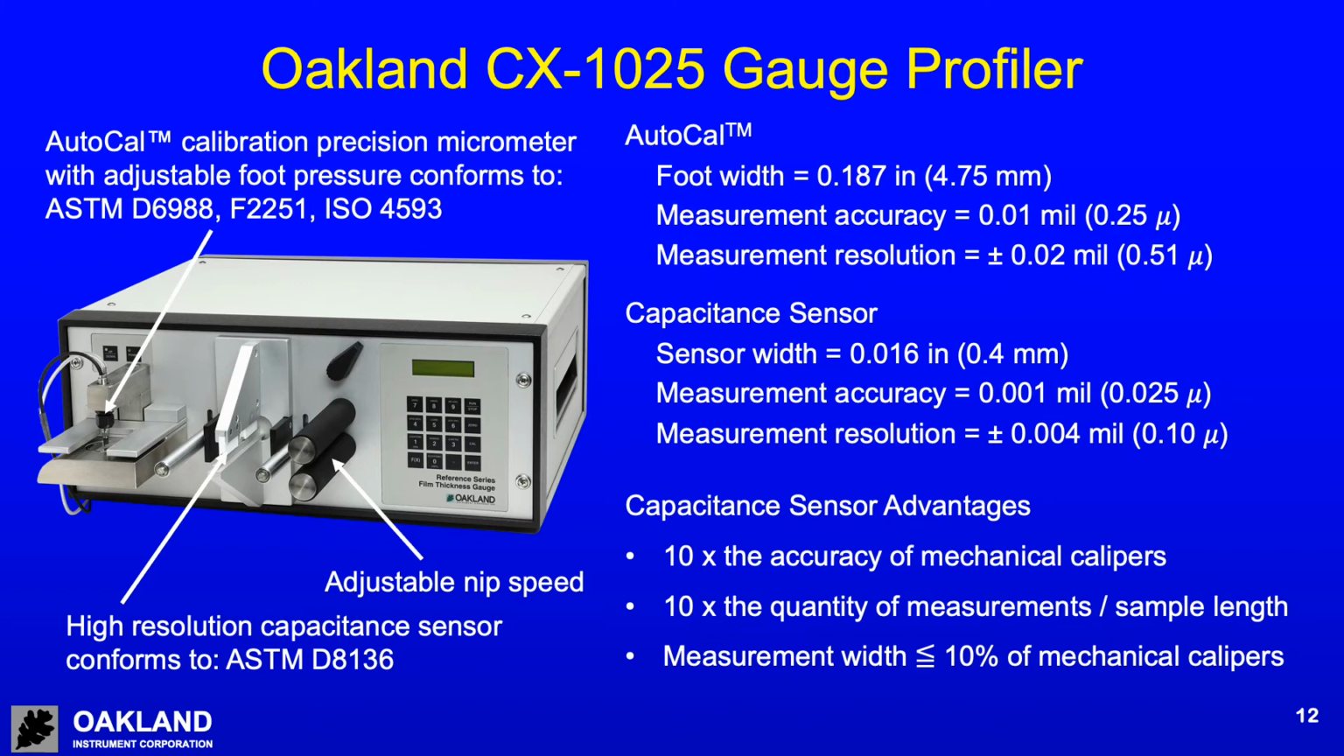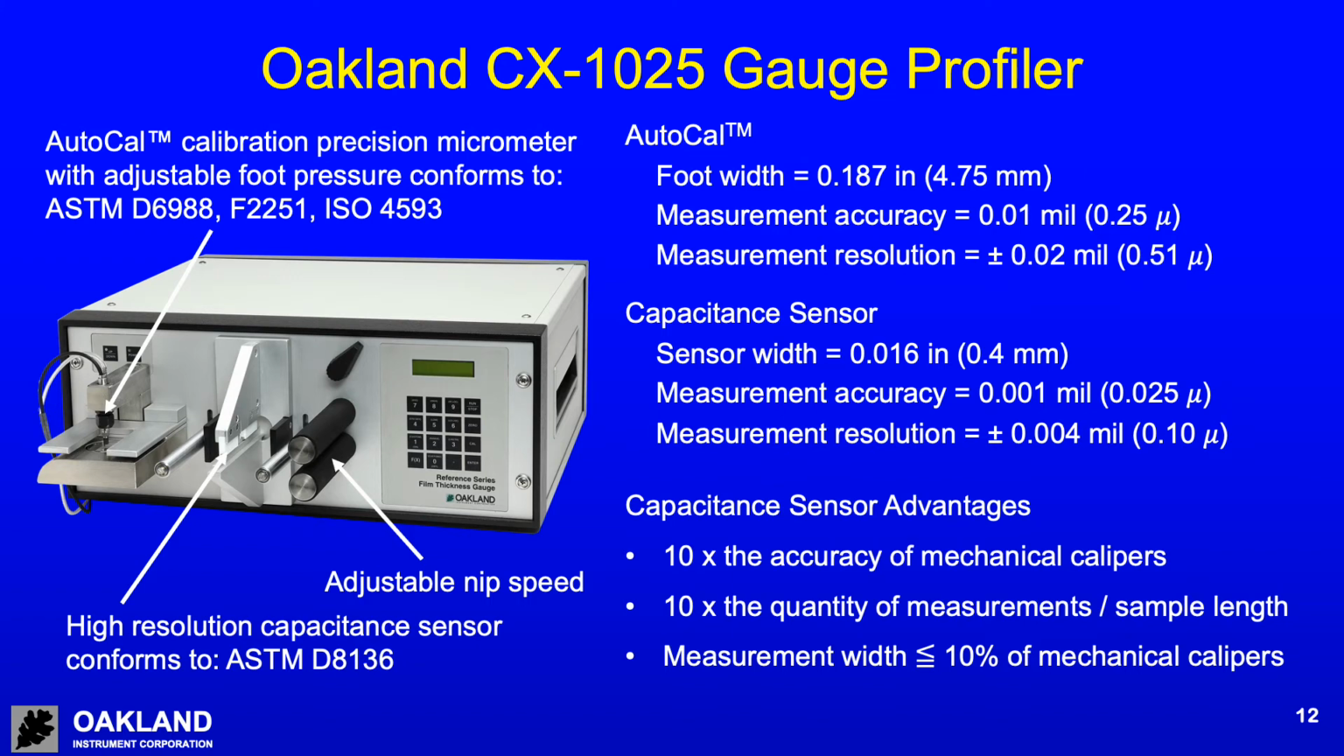This is the other model of gauge profiler I used. It's the top of the line Oakland CX1025. In fact, this is the instrument from my lab. And a couple of things. First of all, it does have a micrometer on it that's just as accurate as the one in the previous model. Same foot size, same resolution, all that kind of thing. And of course, it qualifies for the same kind of methodology. In fact, you can run this, if you want, just as a mechanical profiler.